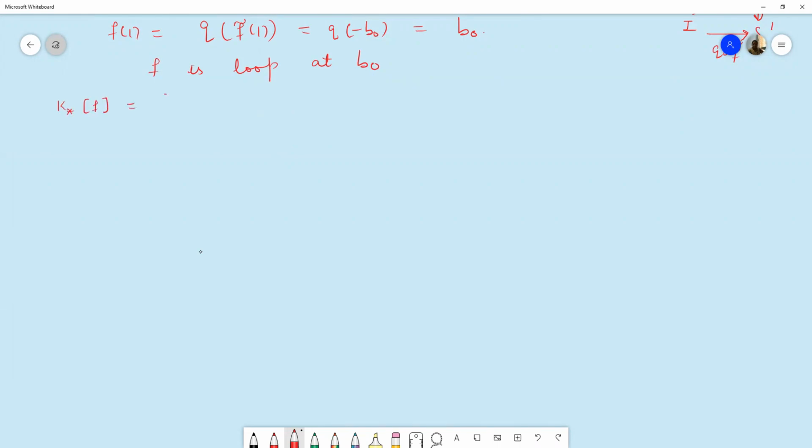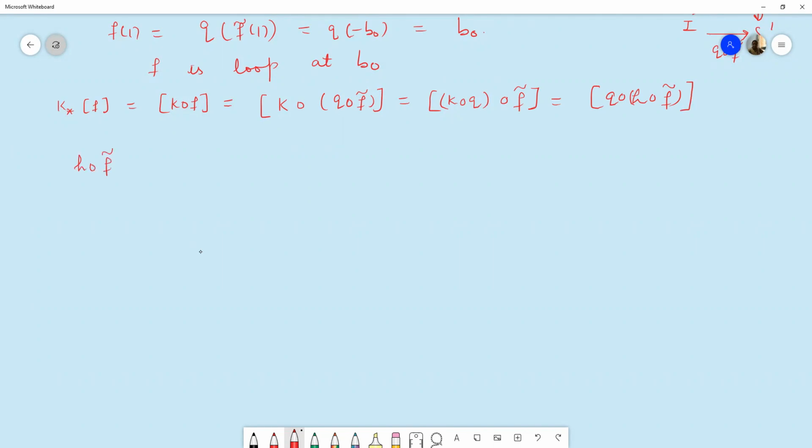By definition, it is the homotopy class of K circle F, and now we put the value of F, that is Q circle F curl. Because of associativity, this is K circle Q circle F curl. Now K circle Q is just Q circle H, and again we use associativity, so it is Q circle H circle F curl.